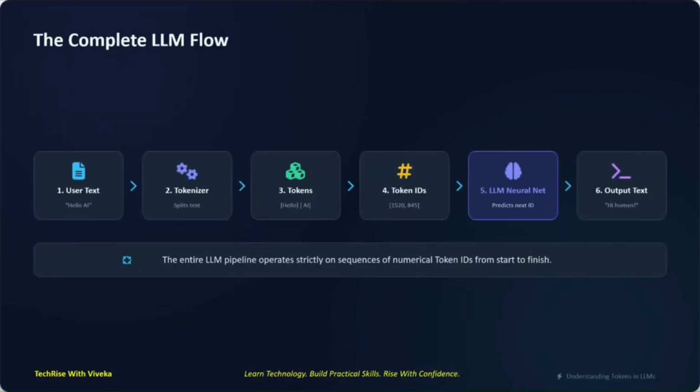So now we can see the complete picture. You can start with human text. The tokenizer breaks it into tokens, and those tokens are represented using token IDs. The model processes that information and generates new tokens, and those generated tokens are converted back into the text you see. So remember this flow: text, tokens, token IDs, LLM, generated tokens, and finally text.